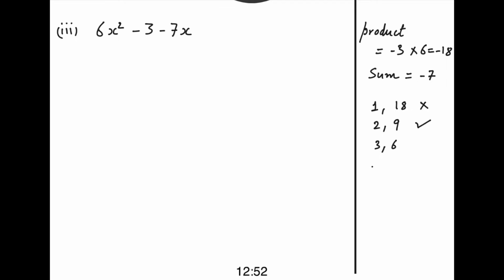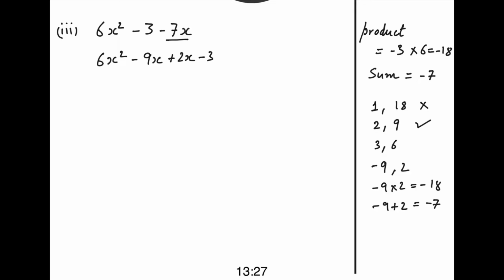So let's look at number 2 and 9. If we take minus 9 and 2, then the product minus 9 into 2 would be minus 18 and minus 9 plus 2 would be equal to minus 7. So this way we have found that the two numbers are minus 9 and 2. So we'll write this expression as 6x square, and now we'll bring the middle term in the middle here. So we'll try to split this middle term minus 7x into minus 9x plus 2x.